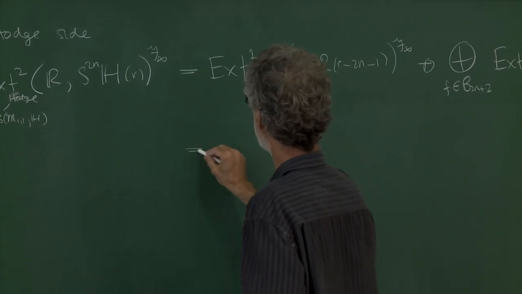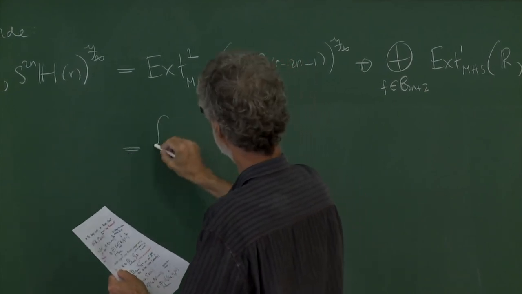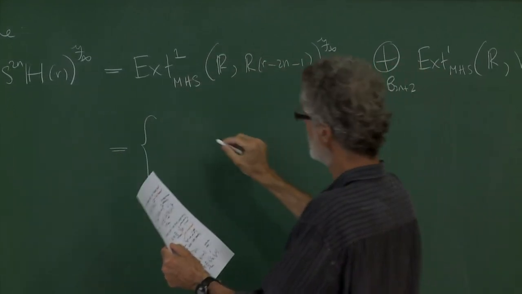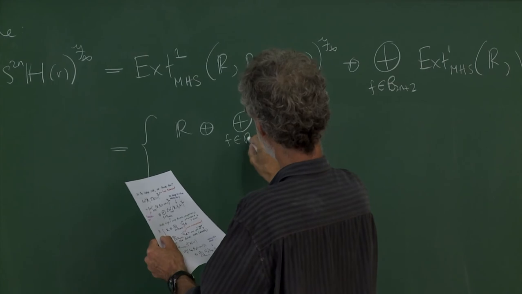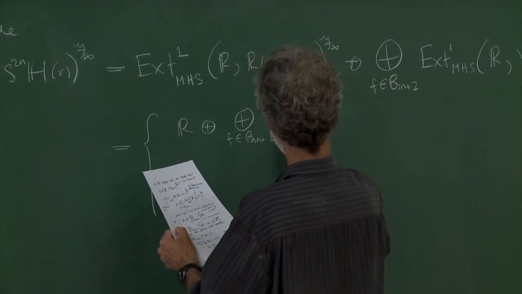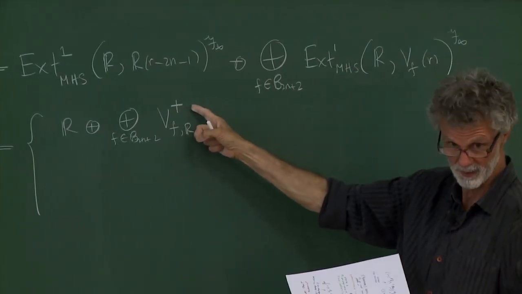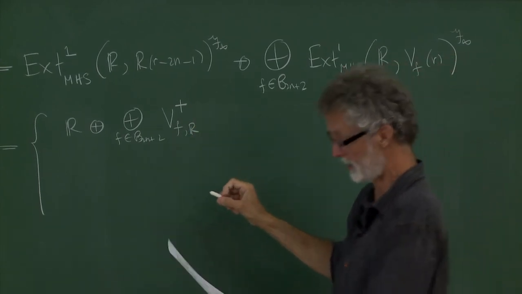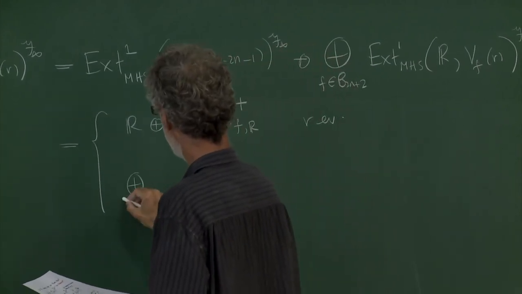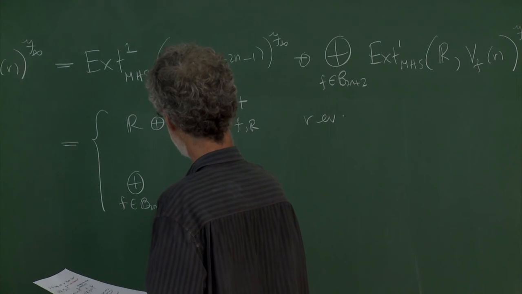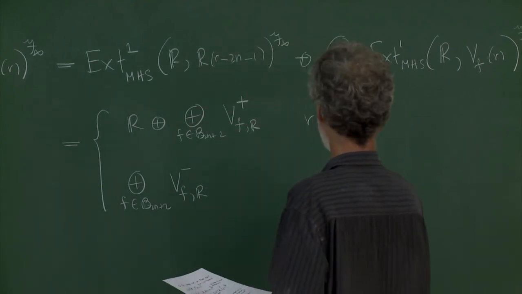So anyway, what is this? This turns out to give you all the things that correspond to, there's a difference between odd and even. Here it's going to be R plus the sum of F in B to N plus 2, V F R plus. This is a one-dimensional thing, corresponding to the plus part of the modular symbol. And this is for R even. And it's just equal to the direct sum of the F in B to N plus 2, VF minus R. This is for R odd.